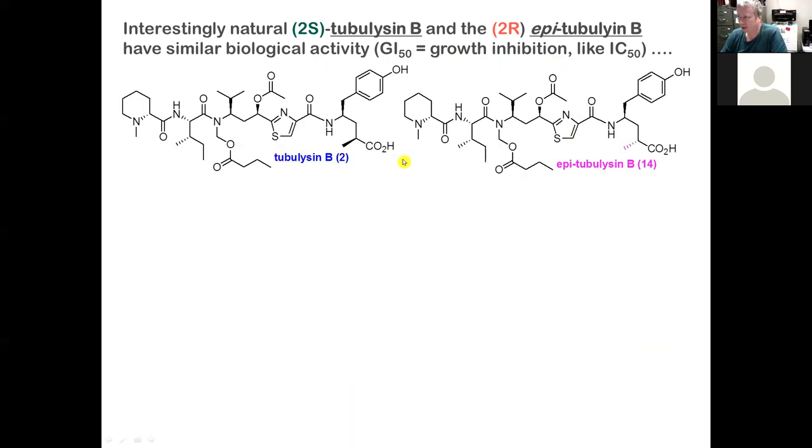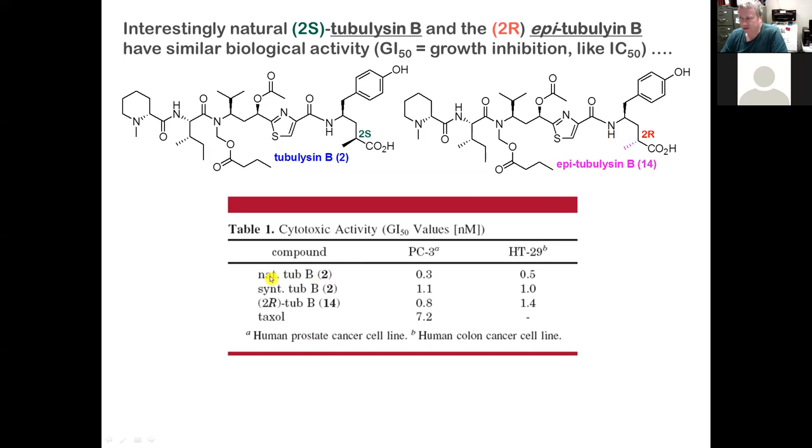So they get 50% of the growth inhibition of a cancer cell line. All right, so here we are. Here's our two molecules, tubulysin B and epitubulysin B. And there's the 2S, there's the 2R. And here's the table. So natural tubulysin B is the naturally occurring substance. It's actually pretty potent against two cancer cell types, PC3 or prostate cancer cell, and HT29 is a colon cancer cell. But interestingly, the synthetic still doesn't quite match it, and that's a little surprising. But you know, it's within error bars, 1.1 versus 1.0 nanomolar.